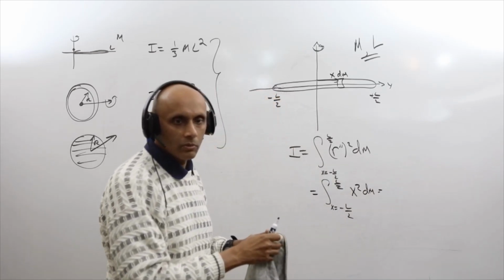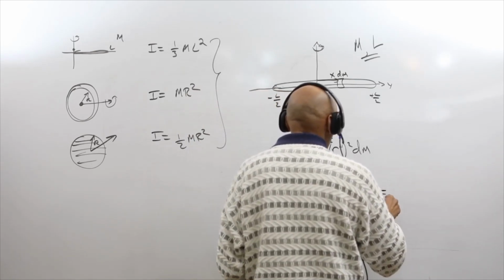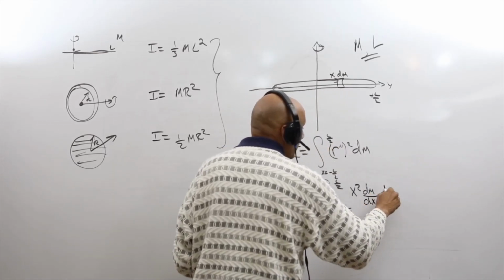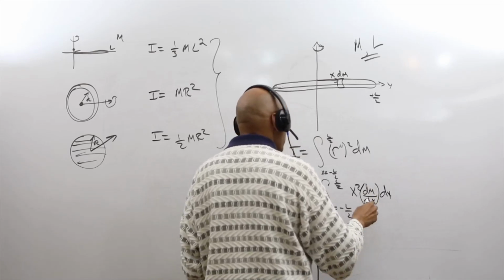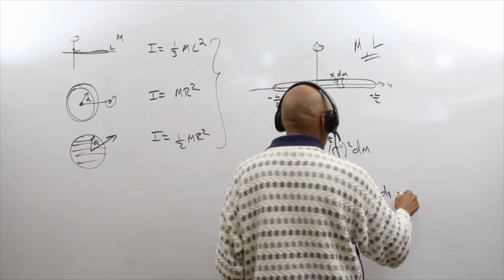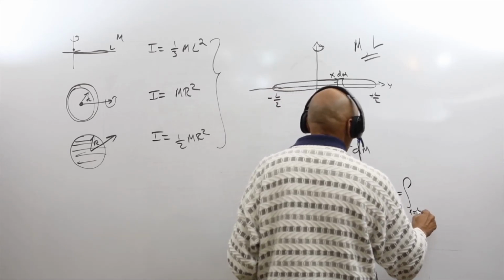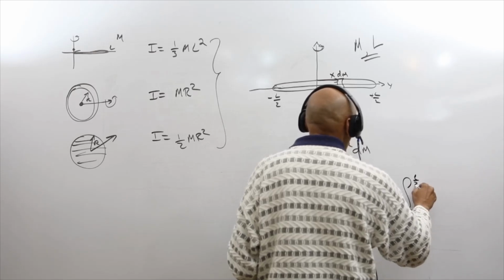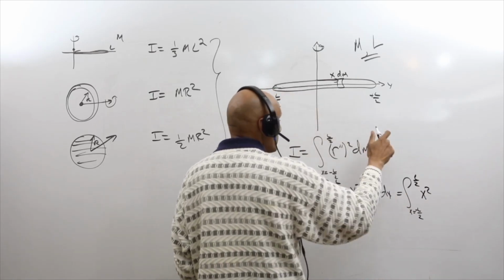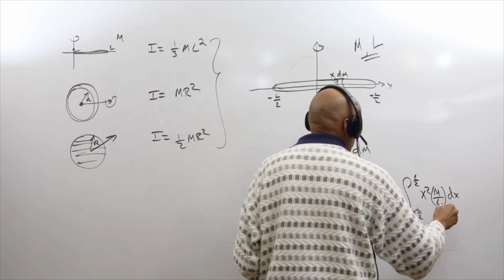Next, I'm going to do a chain. Actually, is there space on the board? Yeah, I can do this. I can chain it using the chain rule, dm over dx, dx. Okay, so what is the mass per unit length? Well, that's m over L. So this is really the integral from minus L over 2 to L over 2 of x squared dm. Because it's a uniform stick, that's just the mass over the whole stick length, and dx.